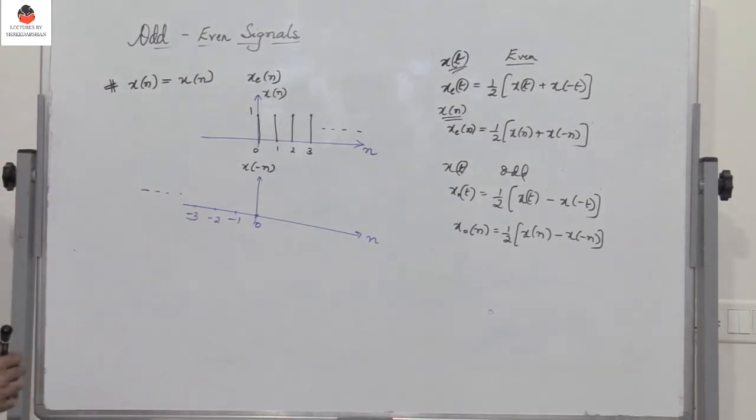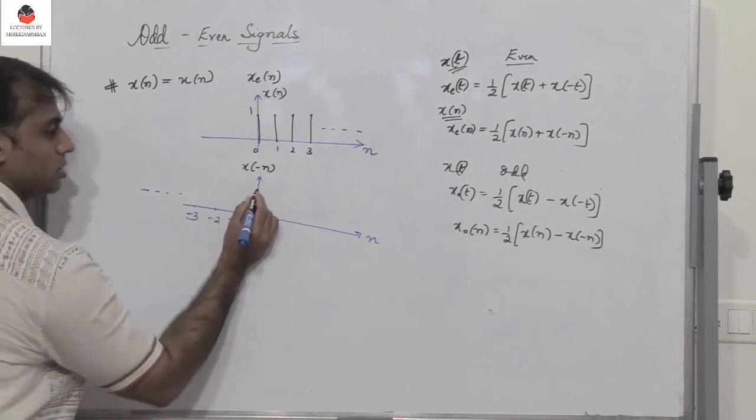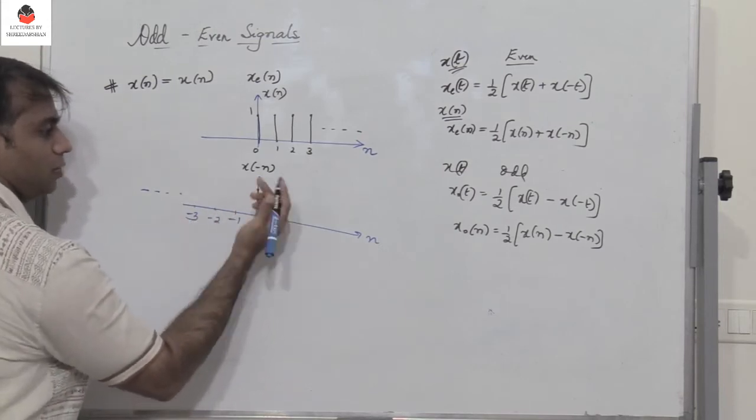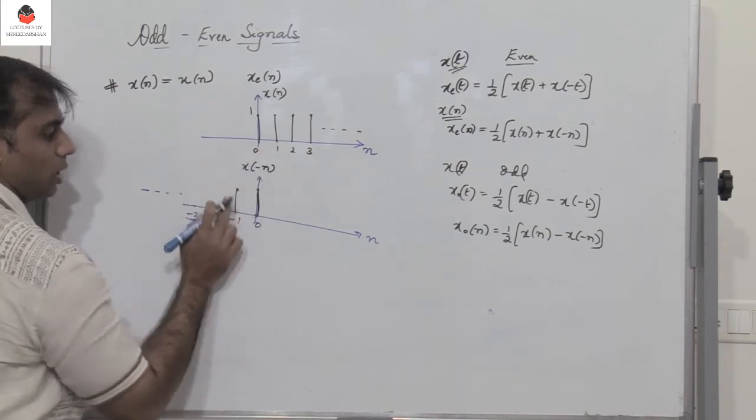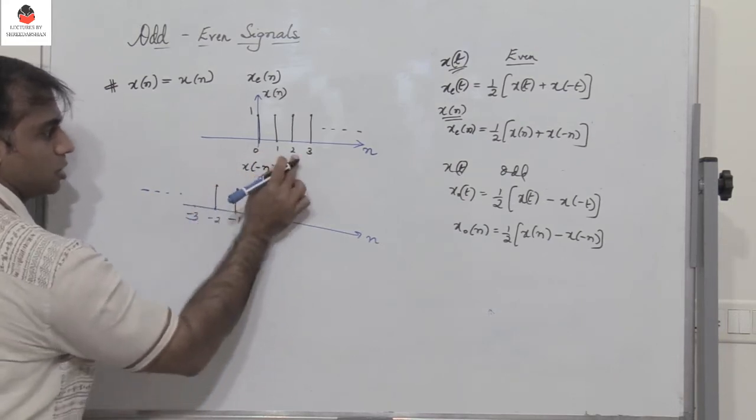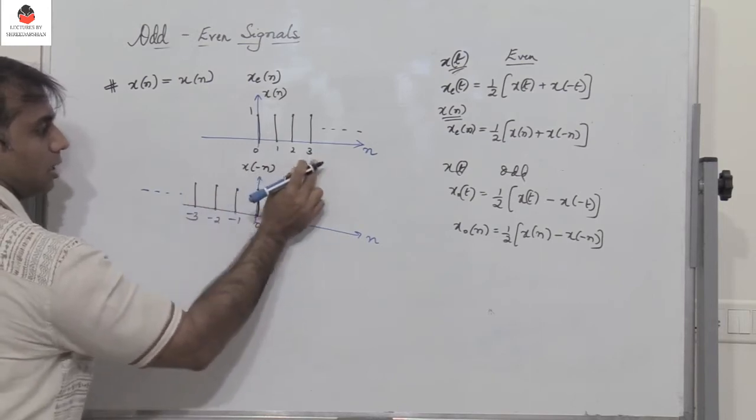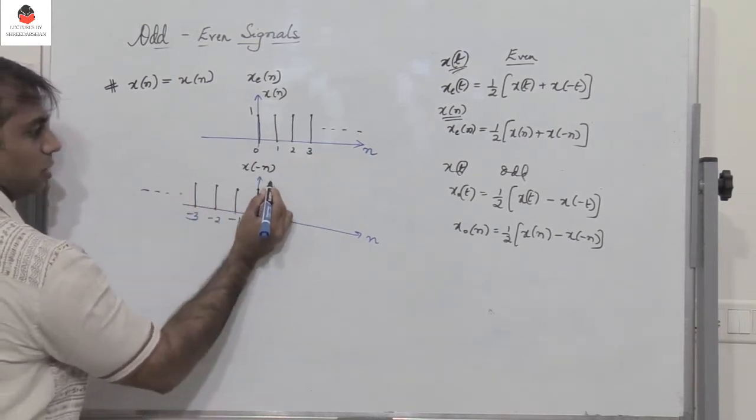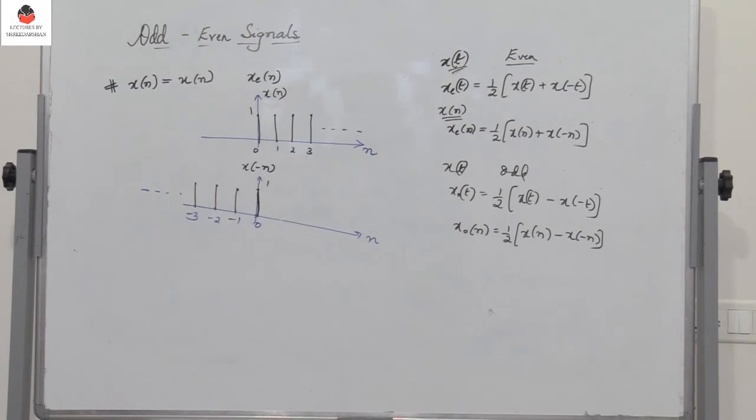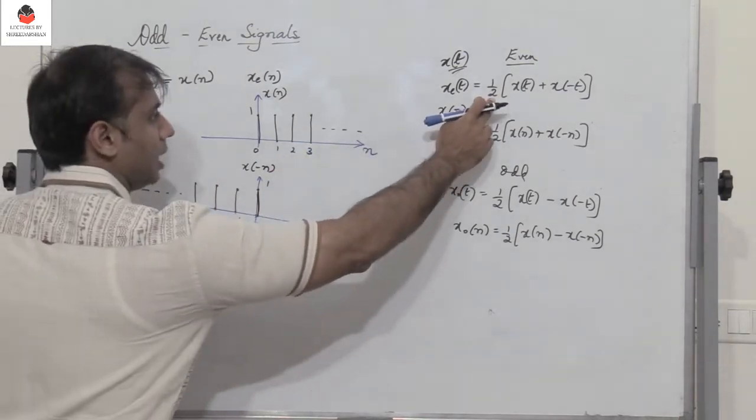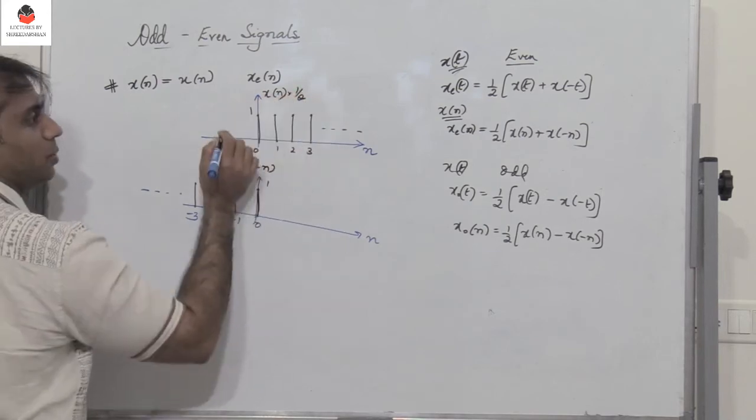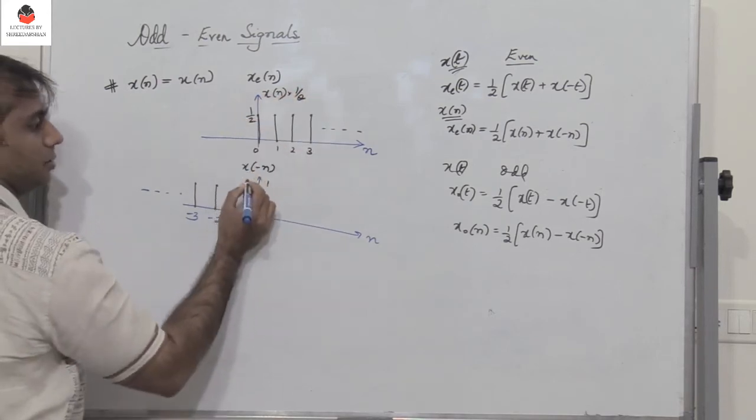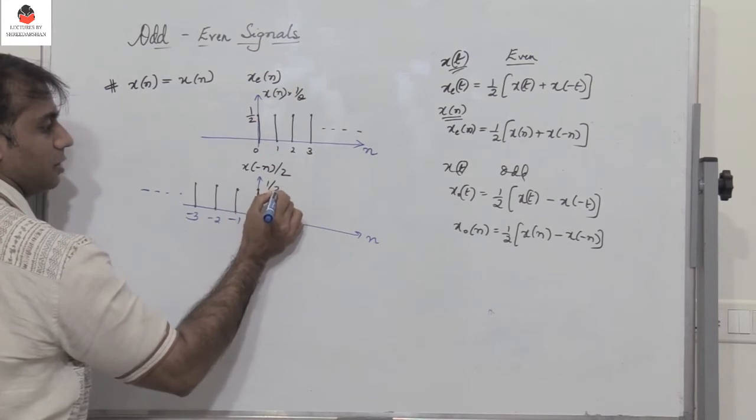So the value for 0 remains at 0. If I fold along the vertical axis, what is at 1 will now appear at minus 1, what is at 2 will appear at minus 2, at 3 will appear at minus 3 and so on. This amplitude is 1, right? So now I have to divide the amplitude by 2. So when I divide the amplitude by 2, I get half here, and similarly I get half here.